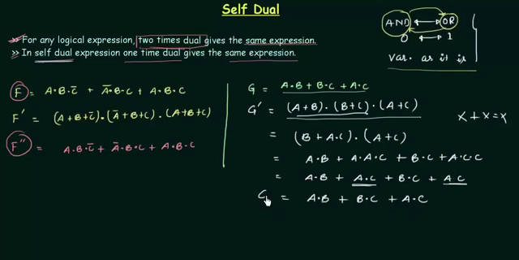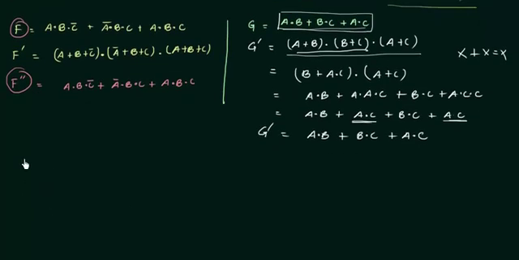Now you can see G prime is equal to G. A and B, A and B, B and C, B and C, A and C, A and C. So we have taken the dual only once and we have the same expression. So this is what we call a self-dual expression, and it is a very important topic. Sometimes you may have questions in your exam. Now there is one trick that I am going to share with you. This is a very important trick.